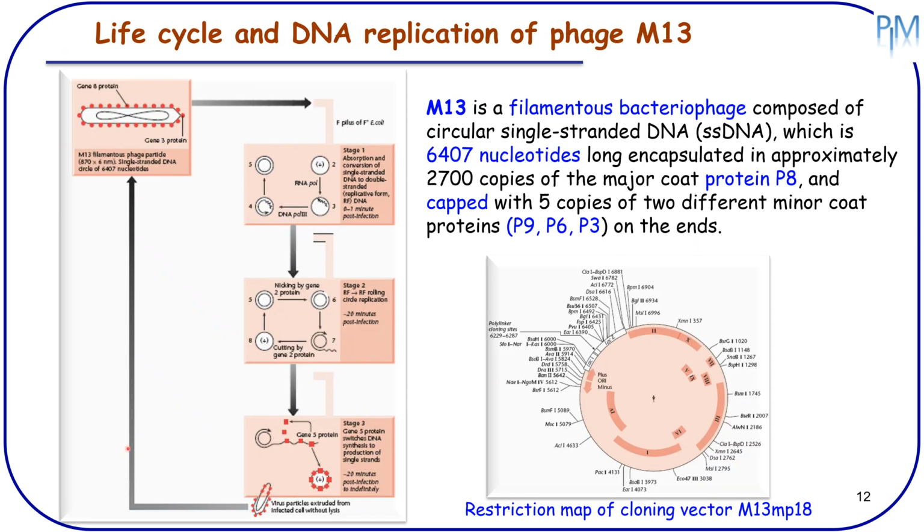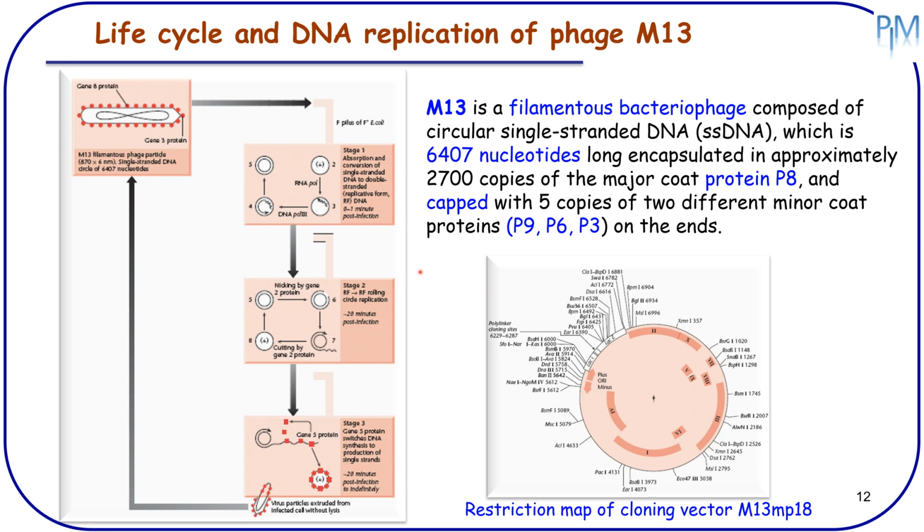Very interesting to learn about the life cycle and DNA replication of phage M13. The M13 bacteriophage is a fascinating virus. It's made up of single-stranded DNA that is about 6,407 nucleotides long. The virus is encapsulated in around 2,700 copies of the major coat protein P8. Additionally, there are 5 copies each of different minor coat proteins like P9, P6, and P3, which are present at the ends of the virus.